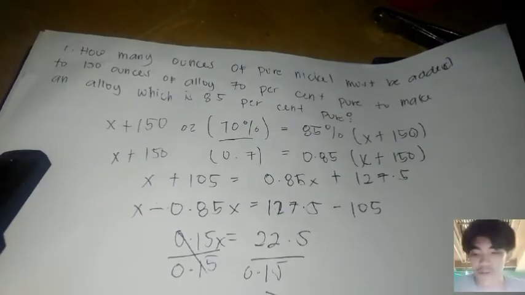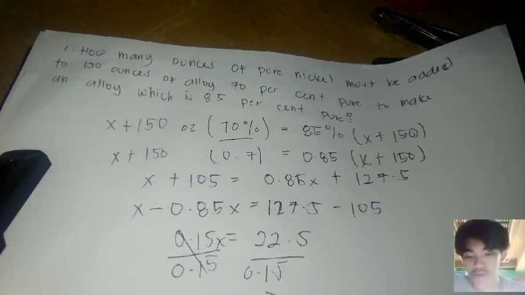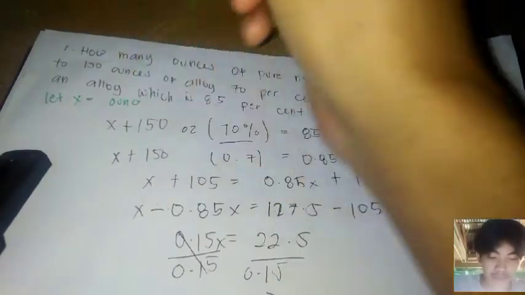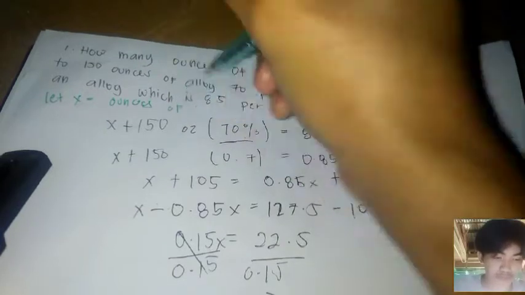Number 1, we have: how many ounces of pure nickel must be added to 150 ounces of alloy, 70% pure, to make an alloy which is 80% pure. So let X be the ounces of pure nickel.